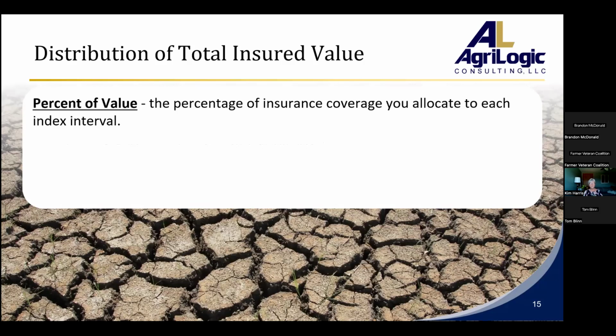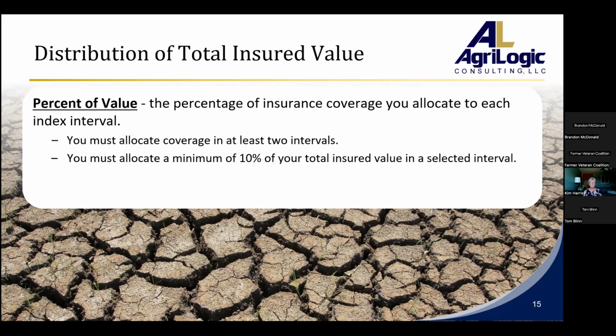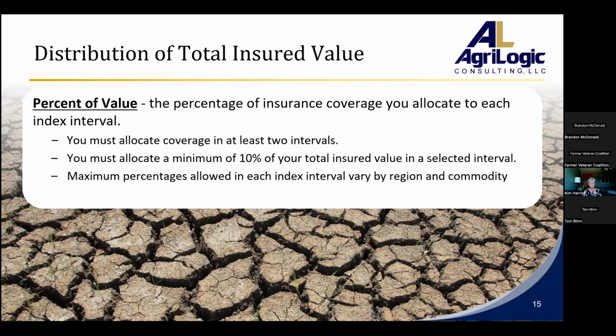So percent of value, and this is just saying, okay, I'm going to put 20% of my coverage in this index interval and 30% in this. And that's what we call the percentage of value. You have to allocate coverage in at least 2 intervals. So you have to do at least a 50-50 split of your coverage in 2 different intervals. And you have to allocate at least 10% in an interval. You can't do a 2% interval.